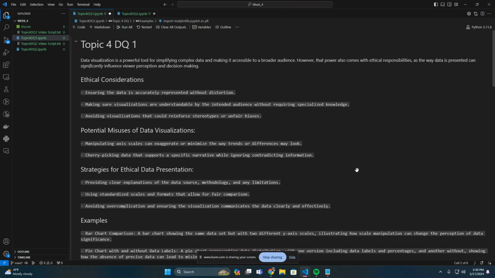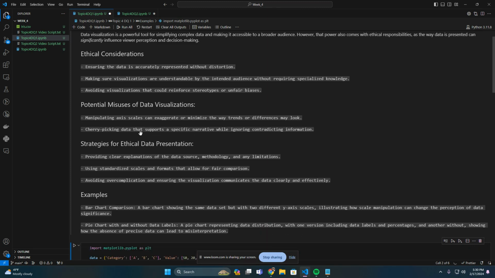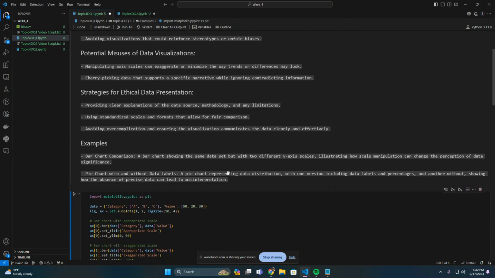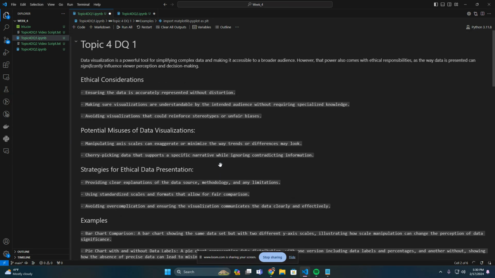So, for potential misuses, people can manipulate scales on their data, which I'm going to show you in a minute. And you can also cherry pick data that supports a specific narrative. You can also choose to leave off labels, which I don't know why I didn't write it here because I used an example for it. Leaving off labels can also be really misleading.